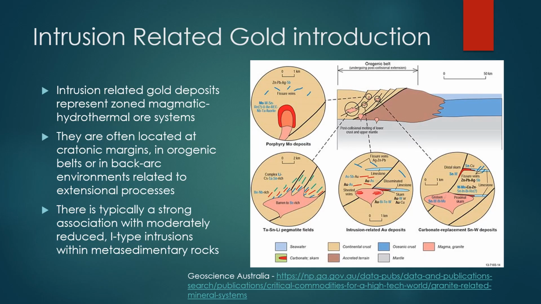So, intrusion-related gold deposits then. Intrusion-related gold deposits represent zoned magmatic hydrothermal ore systems. These deposits are often located at cratonic margins, in orogenic belts, and rarely in back arc environments, although I would speculate on that one, and are related to extensional processes, which seems a bit weird because I've been talking a lot about collision. So where does the extension come in? Well, the extension comes in a process known as post-orogenic collapse, depicted here as post-collisional extension.